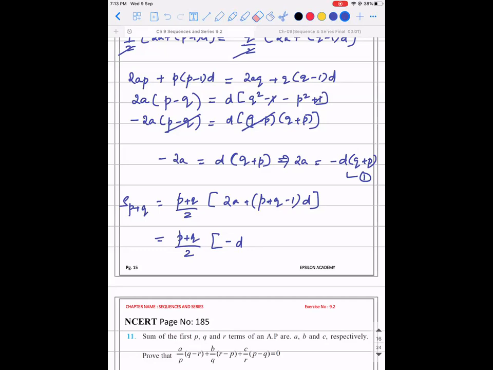2a into (p minus q) is equal to d into (q square minus 1 minus p square plus 1). This and this will get cancelled. (q minus p) into (q plus p). This will go minus 1 times. I don't find any mistake on this.